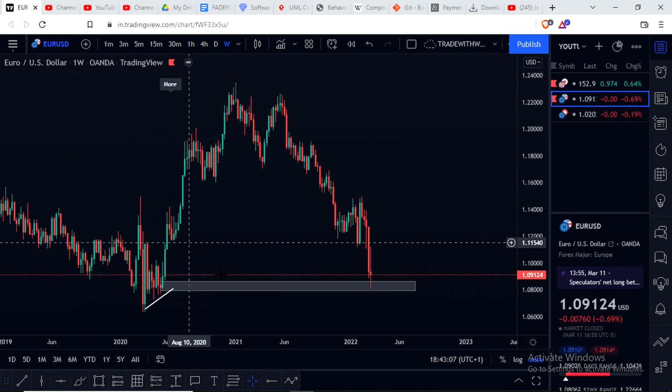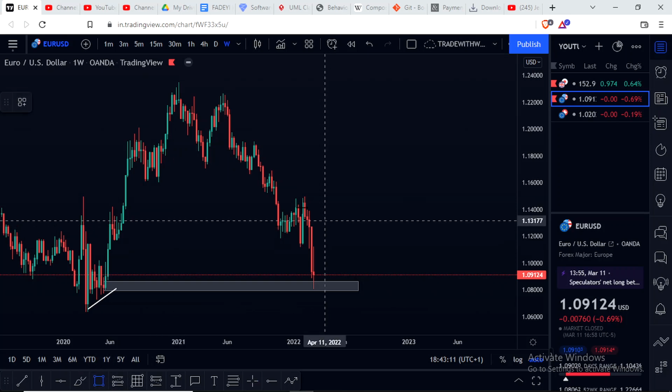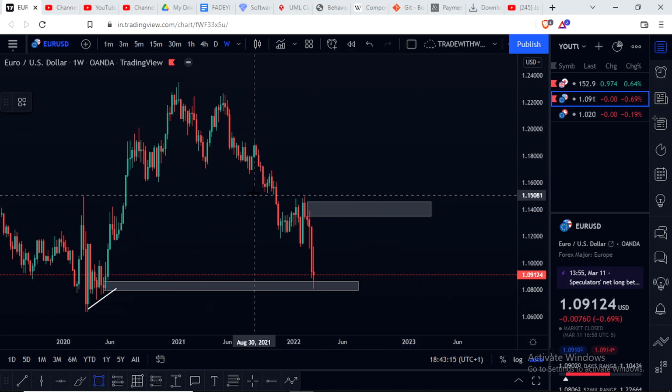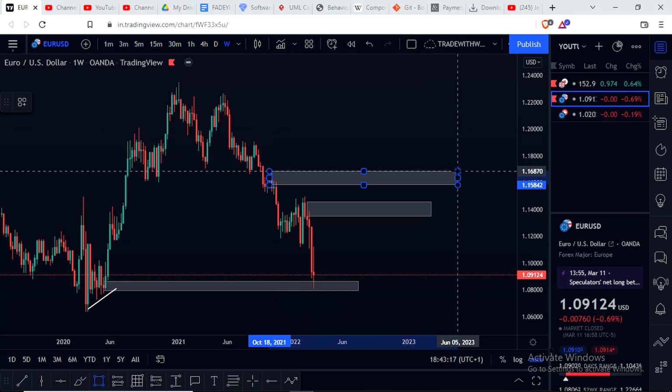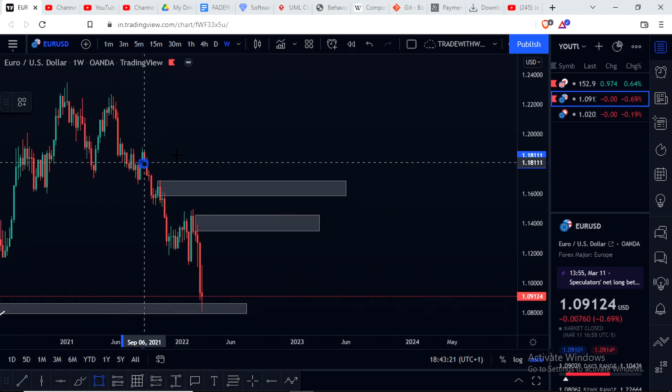Nonetheless, this has now tapped into our daily swing zone. So the first target should be here, this supply zone. Then for the second target, we never can tell where the market is going to head to. We never can tell, with all these supply zones like this.